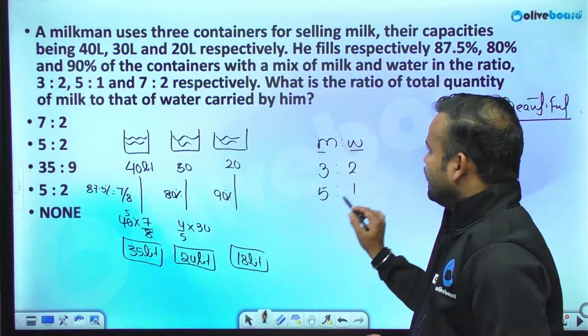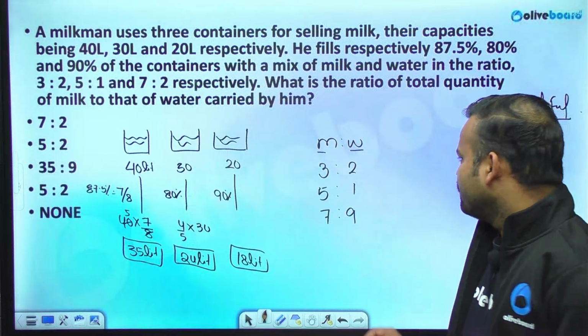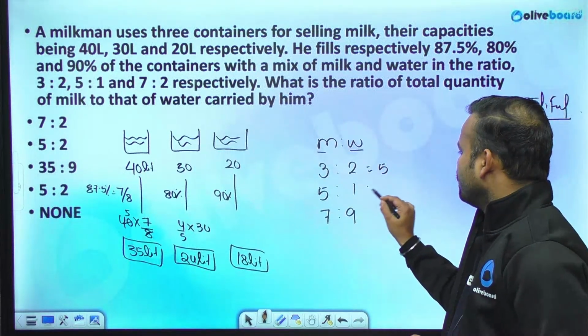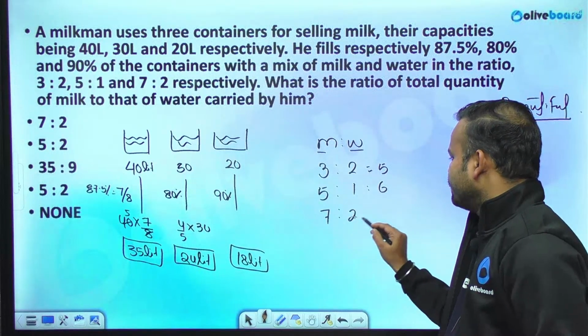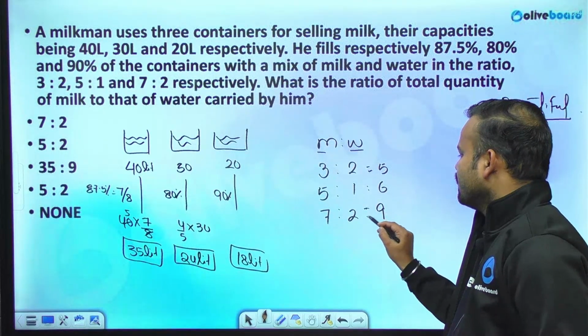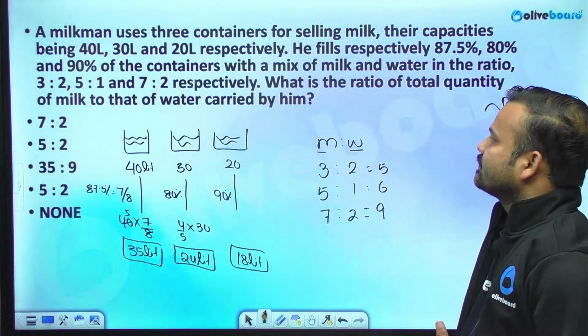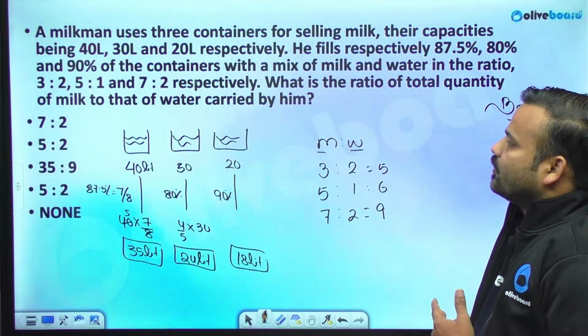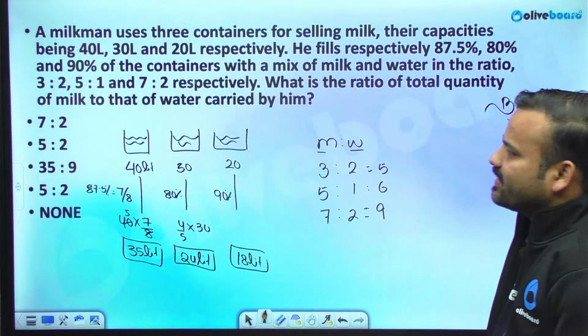5:1 and 7:2. What about the volume? The volume is 5, the volume is 6 and the volume is 7 and 2. 7:2 means 9. So what is the ratio of total quantity of milk and water carried by him?